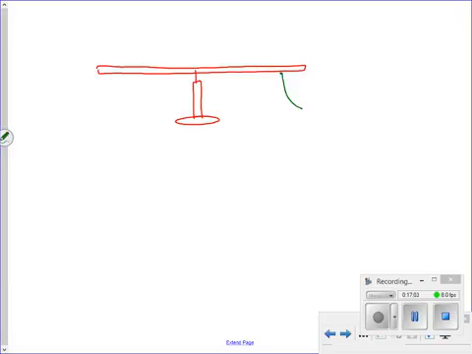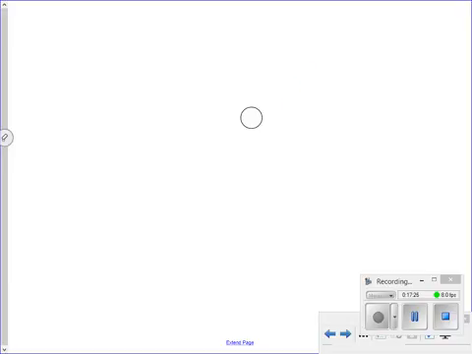So we get a top view of this thing, right? Top view like this. And we have an object that we shoot at it like this. No, I don't like this example. Let's do a different one.